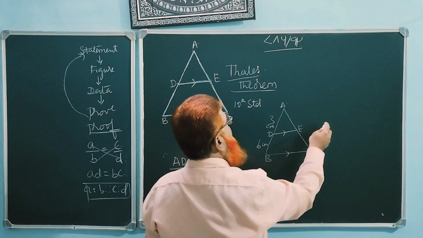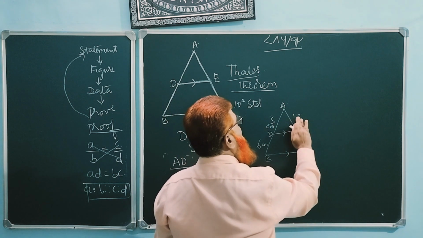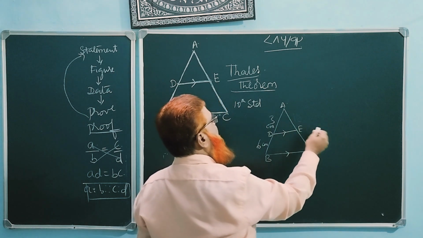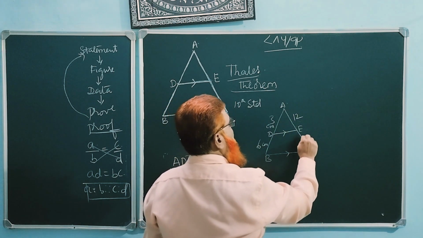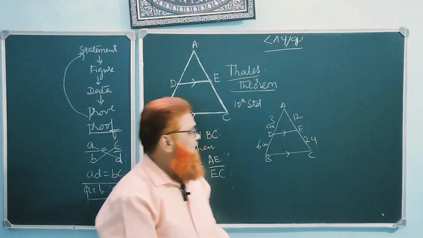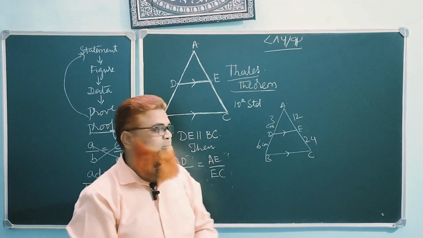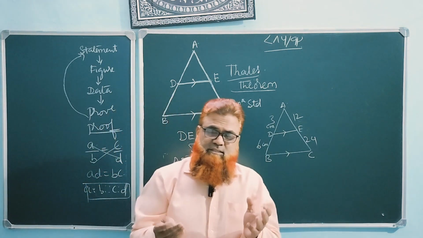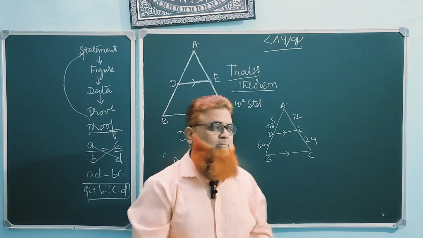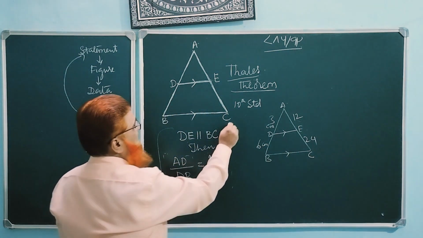And this part will be what? I don't want to take a big number. I would like to take 12 centimeter and 24 centimeter. This is the way that D and E divide AB and AC in equal proportion. You may be surprised what that equal proportion is. See what I have just taken in this statement.